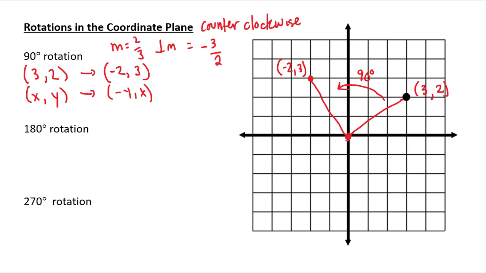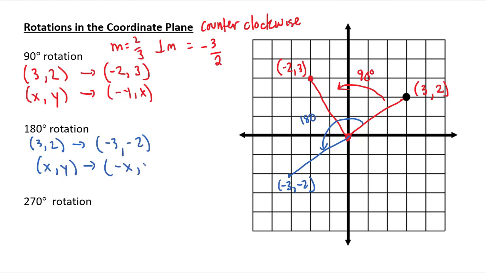So now let's talk about 180-degree rotation. Well, a 180-degree rotation is just along the same line. I continue on the same line. That's 180 degrees, so that point was -3, -2. So with a 180-degree rotation, 3, 2 changed to -3, -2. So any x, y point changes to -x, -y.